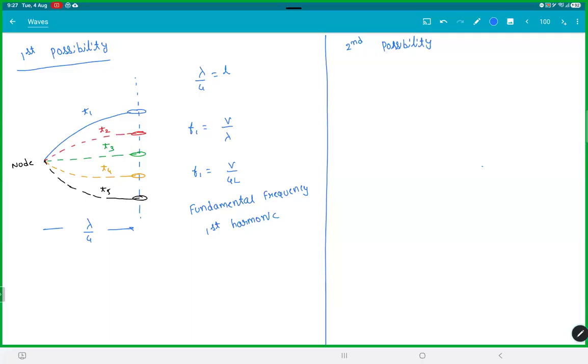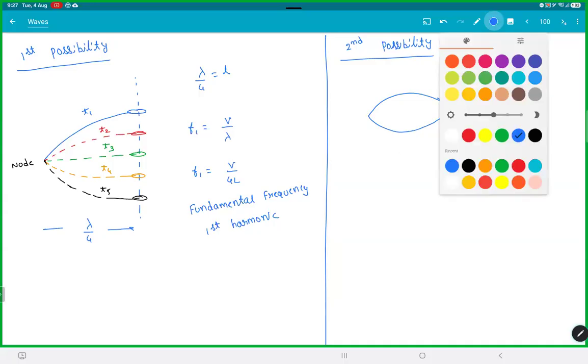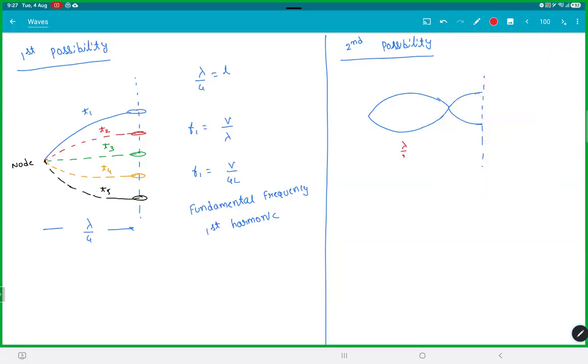This is where it starts becoming a little different. So the second possibility, you can't have one loop because the right side has to be a node. So the only way you can have this is you can have one full loop and you can have a half loop. This is the second possibility, 1.5 loops. That means this will be lambda by 2 and lambda by 4. So 3 lambda by 4 must be equal to length of the string.